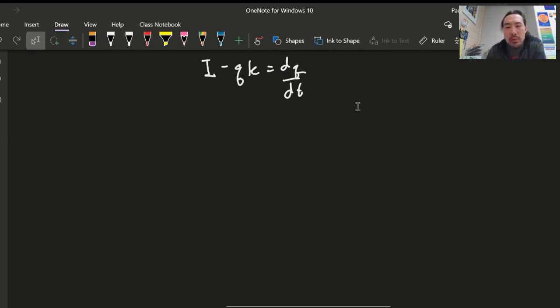The next thing I want to do is make everything with a q together. Here, this is a term that I don't want to separate. So we get dt is equal to dq over I minus qk.